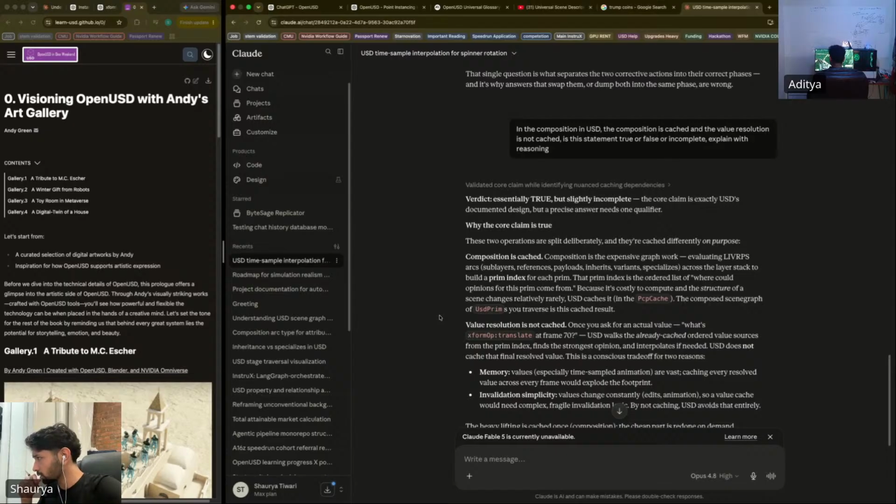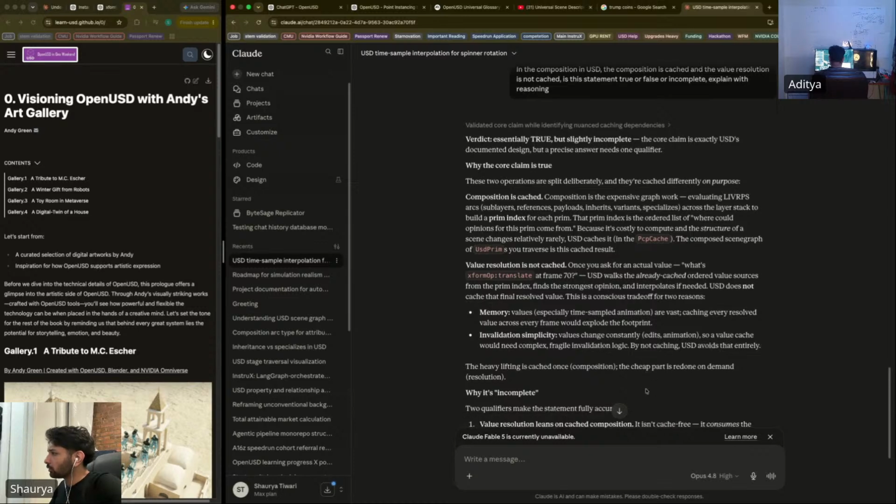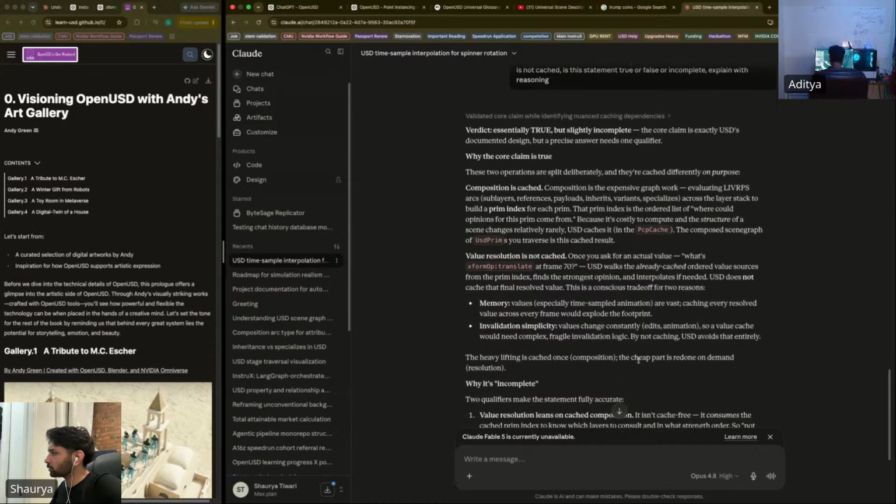This is a conscious trade-off for two reasons. Memory: values are vast, and caching every resolved value across every frame would explode the footprint. Invalidation simplicity: values change constantly with edits and animation, so a value cache would need complex, fragile invalidation logic. By not caching, USD avoids that entirely. The heavy lifting, composition, is cached once; the cheap part, value resolution, is redone on demand.